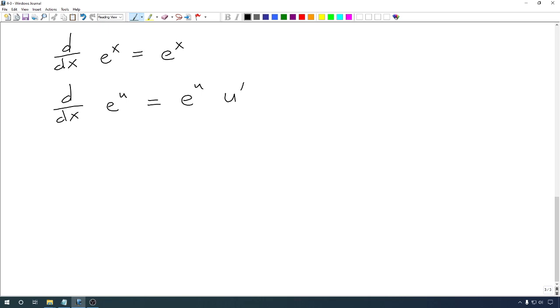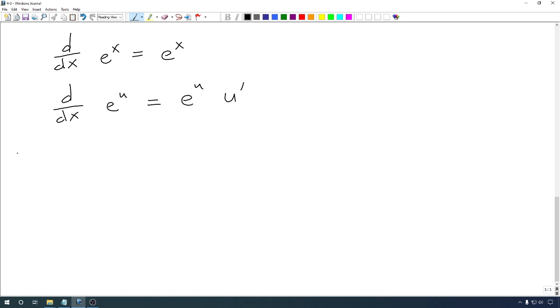This is what you would find in the table of derivatives in the back of the book, or pretty much any other table of derivatives that you might find out somewhere else. But it's really just coming from the fact that we know that the derivative of e to the x is itself. Note that this works specifically because we use e.